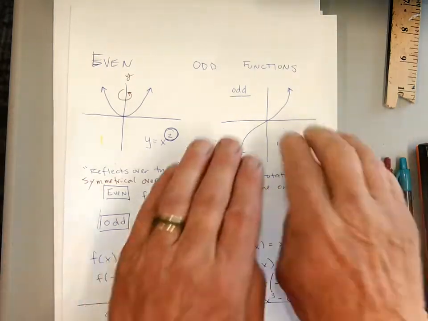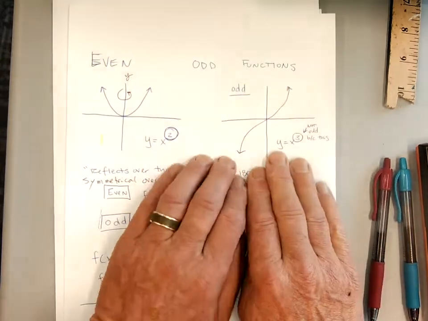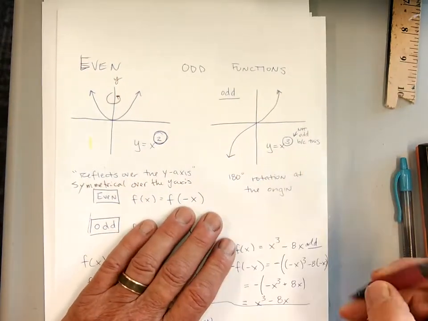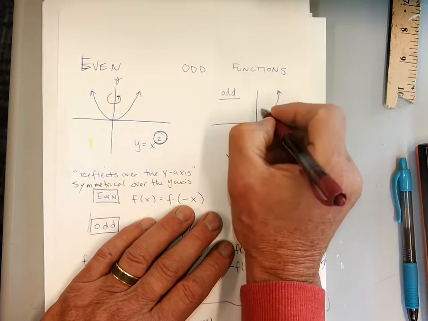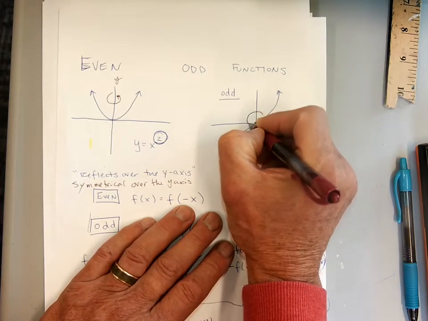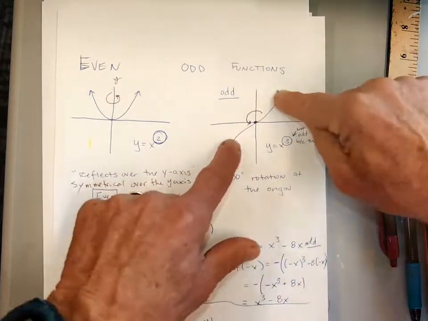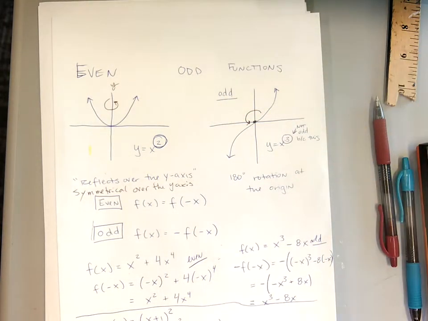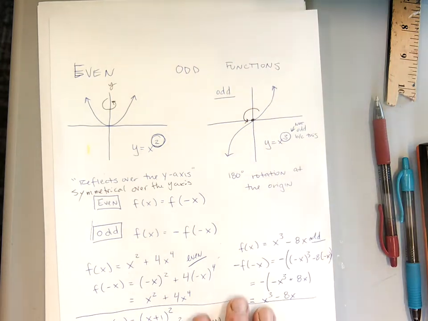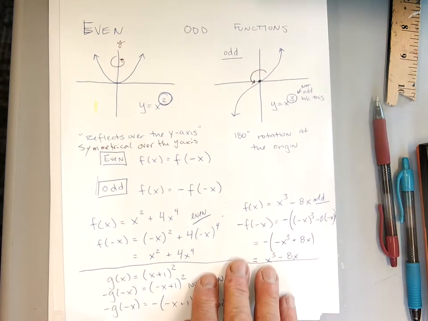And we talked about odd functions. If it's an odd function, we know that it will rotate 180 degrees around the origin, like a pinwheel. So if I were to spin this 180 degrees, it spins onto itself. That's an odd function. But sometimes it's hard to tell because you can't graph it. So we need a formula.